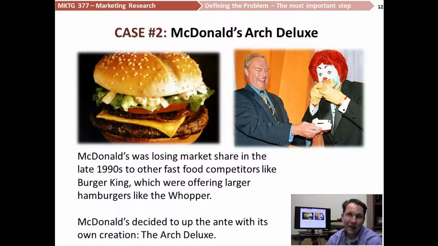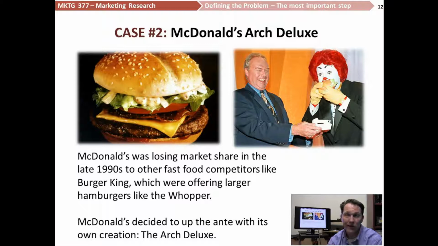So they, again, after extensive market research, went back to their test kitchen, which is up in the Chicago area, and they challenged one of their chefs to come up with a new sandwich that could compete with the Whopper. And what he came up with was this thing called the Arch Deluxe. And the Arch Deluxe on the surface sounds like a pretty good idea, because it was a premium burger that was on a bakery bun, and it had quality ingredients.